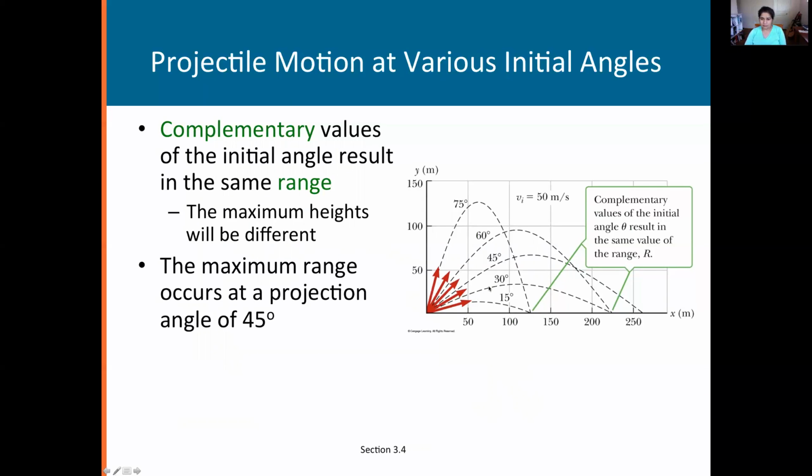Similarly, look at 30. 30 has a much bigger range than 15, and there's another angle that matches it, which is 60. 30 and 60, again, complementary angles. That means they add up to 90 degrees. So what happens at 45? At 45, you actually get the maximum range. So if you're playing football outside and you want to kick the ball as far as you can, you want to hit it really hard at a 45-degree angle. That's going to give you the maximum range.